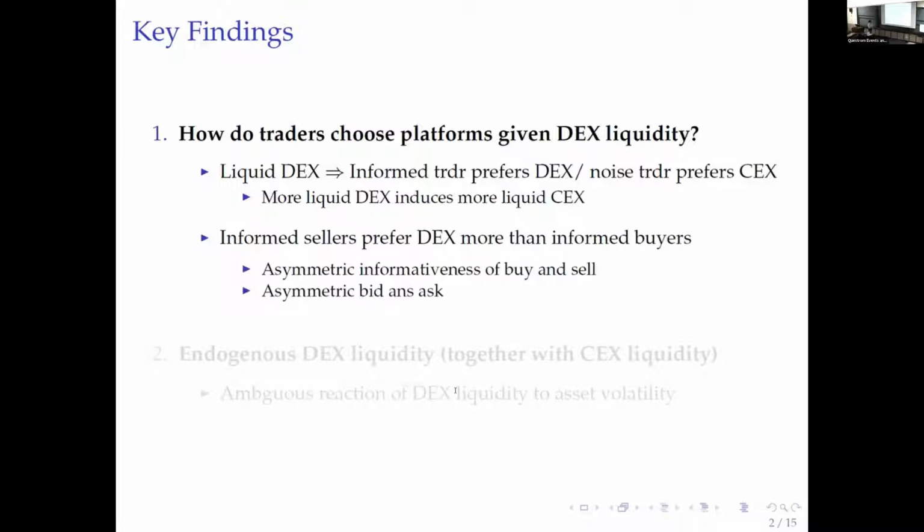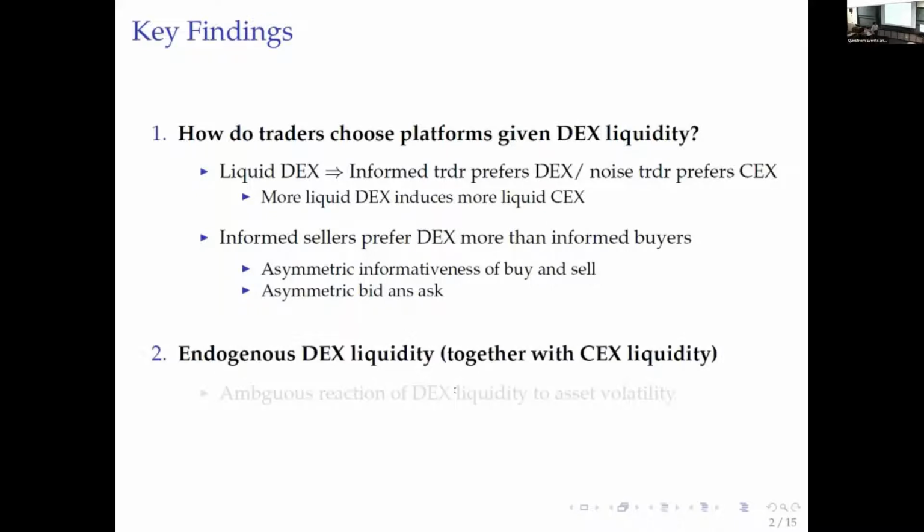Okay, and also even if you look at only the informed traders, we find that informed buyers and informed sellers will exhibit different reactions. If you got some material news and if you're buying, then you're more likely to trade on CX. If you're selling, you're more likely to trade on DX. So this is going to make the informativeness of buy orders and sell orders on both exchange platforms asymmetric. And also bid-ask prices will be asymmetrically distributed around the expected value of the asset. So there are testable implications of our theoretical model.